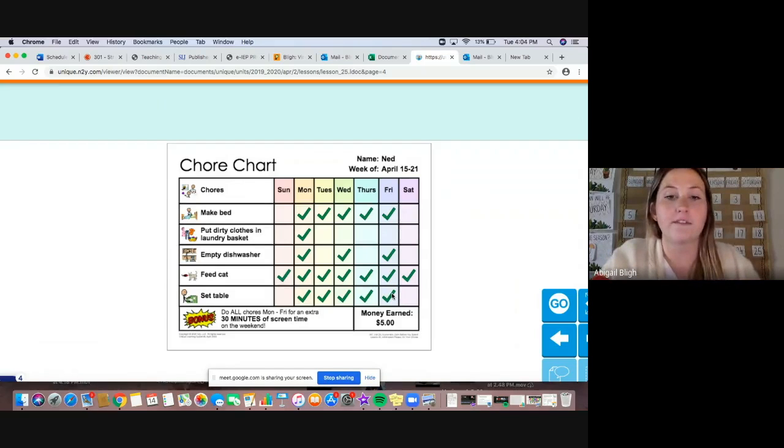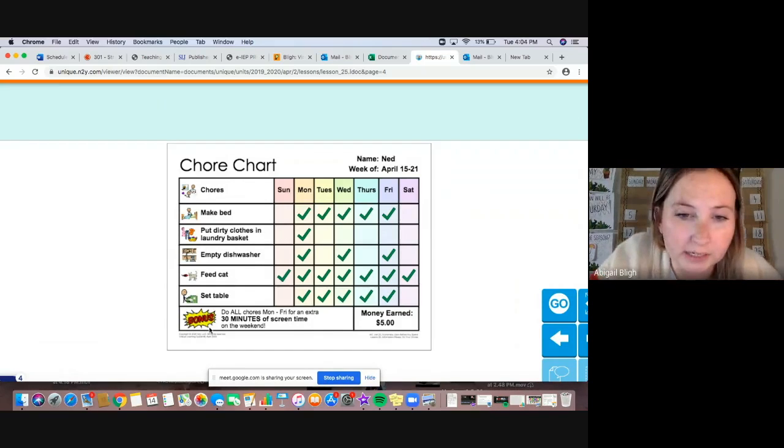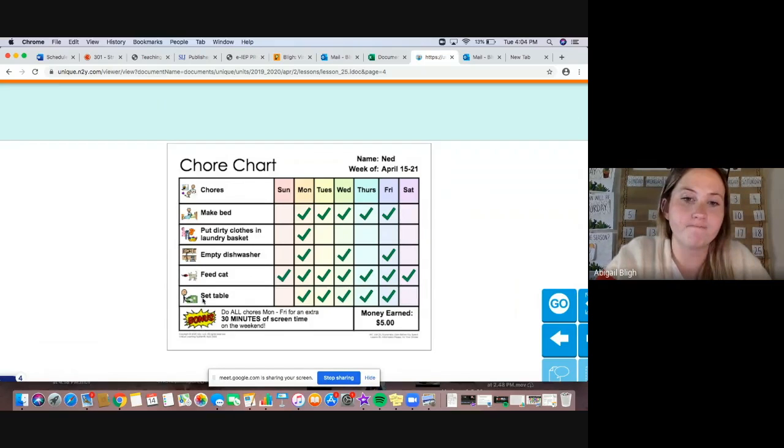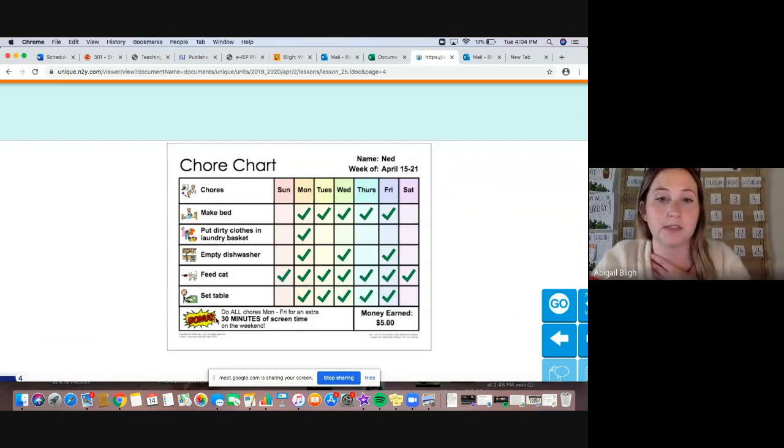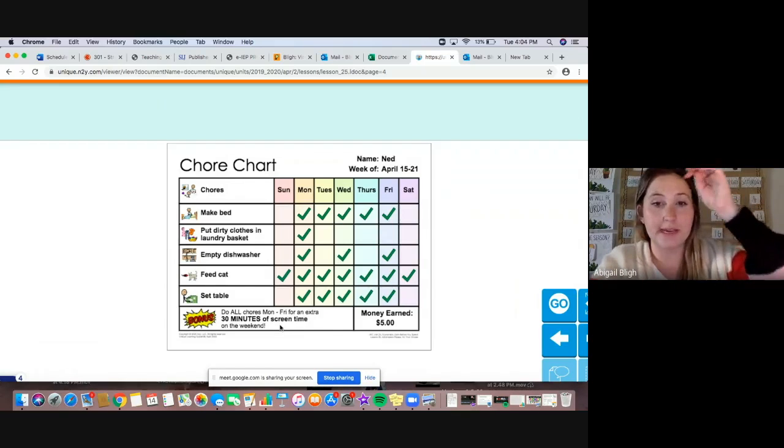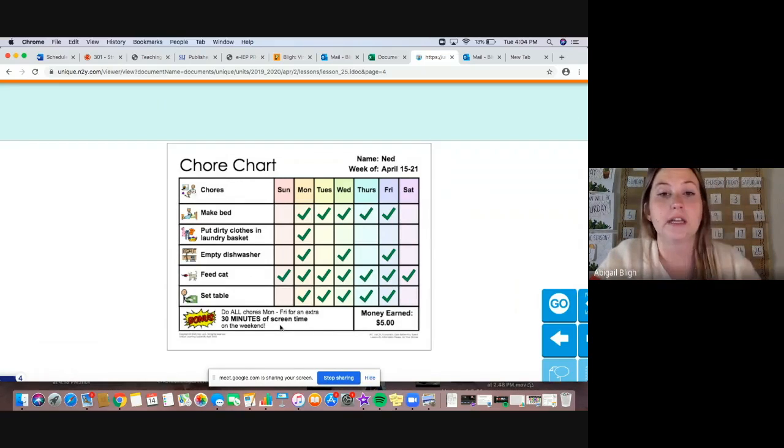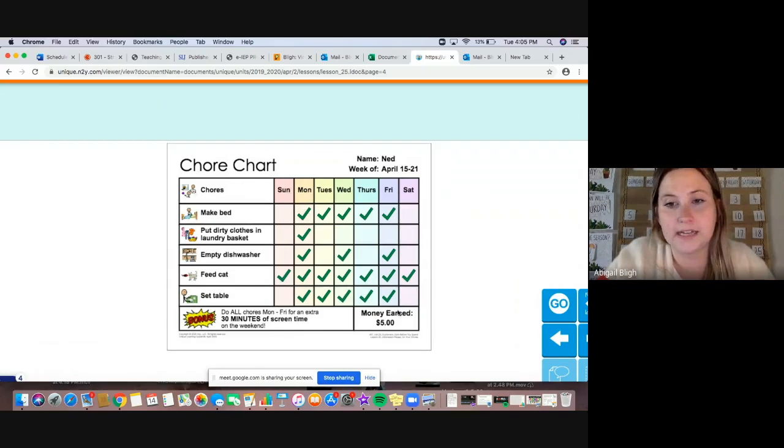Now, also on this graph, on the bottom of the graph, it says bonus. That's what this little star-looking thing is. It says, do all chores Monday through Friday for an extra 30 minutes of screen time on the weekend. So whoever made his chore chart for him told him that if he does all these chores Monday through Friday, so I'm looking right here, Monday through Friday, then he would get an extra 30 minutes of screen time on the weekend. The other thing I see here is that he earned $5 for the chores that he did do.